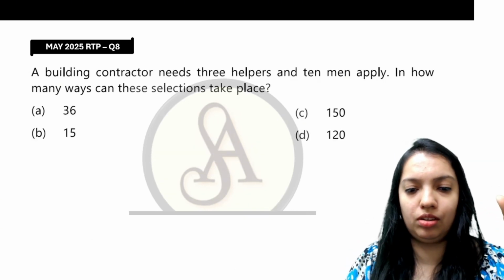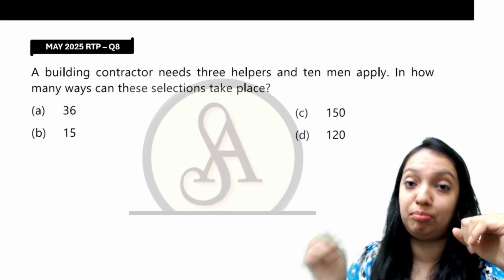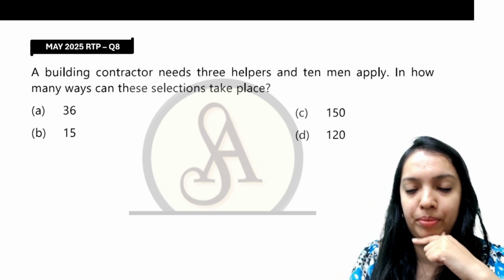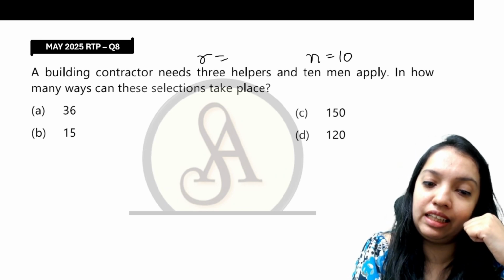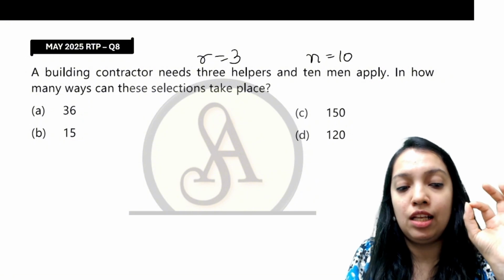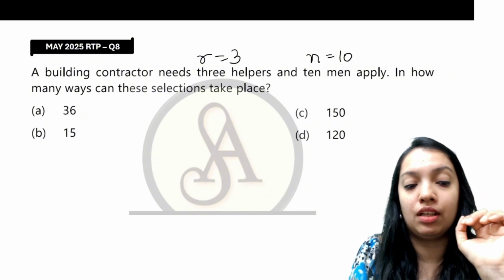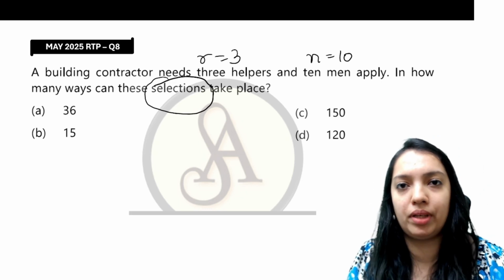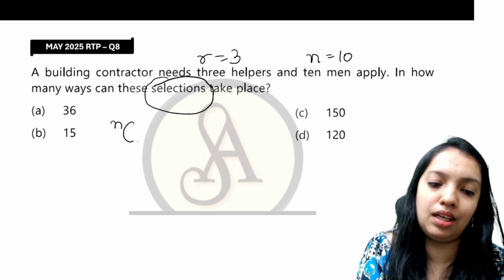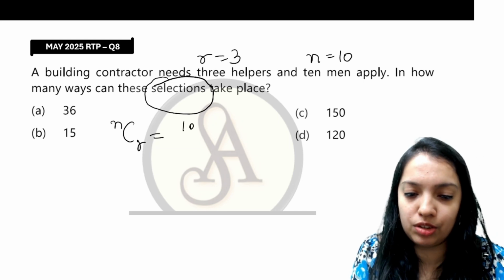Next, a building contractor needs 3 helpers from 10 men. 10 men have applied. So, N is equal to 10. I need 3, R is equal to 3. Look at the word used in the question. In how many ways these selections can be made? Selections is combination and combination formula is NCR, which is equal to 10C3.